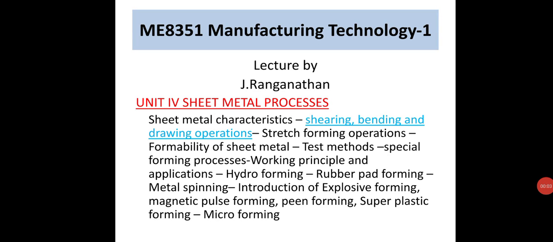ME8351 Manufacturing Technology 1. Unit for Sheet Metal Processes.